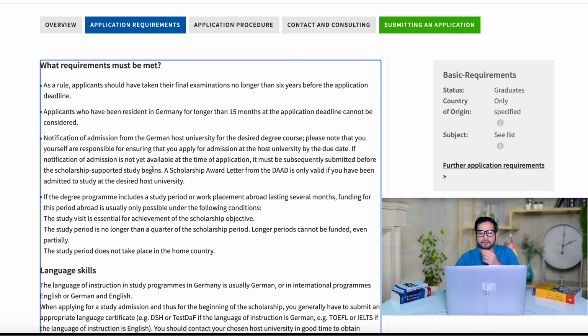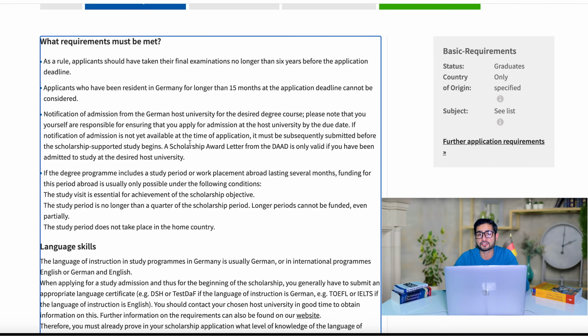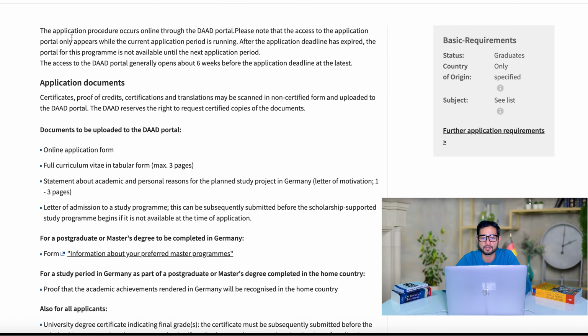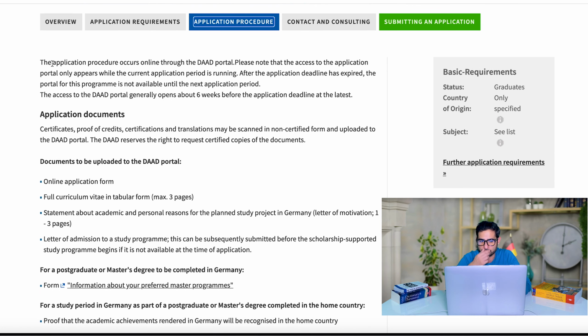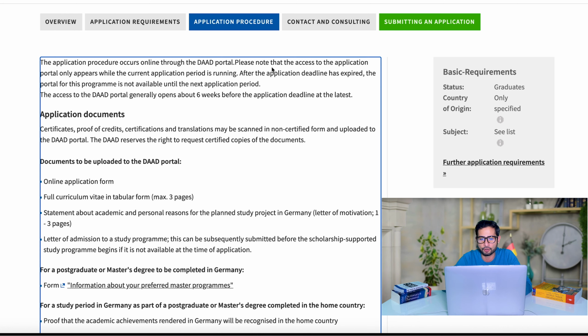Okay, so this is it for the application requirements. There's the general requirement that is required. So we dive into the next step, which is the application procedure. The application procedure occurs online through the DAAD portal. There is the DAAD portal, and you can also find a video of how to open the DAAD portal and fill in the application and everything. Please note that the access to the application portal only appears while the current application period is running. After the application deadline has expired, the portal for this program is not available until the next application period, like next year. The access to the DAAD portal generally opens about 6 weeks before the application deadline at the latest.